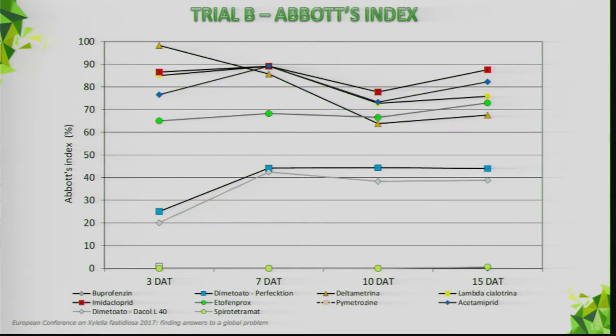While dimethoate, applied in this trial in two kinds of formulation, has, as in the previous trial, less effect in comparison to the other considered treatments. Spirotetramat, an insecticide that moves within the plants in two directions, that we thought would have a good action in the control of this vector, does not have a specific action in reducing the population of the Philaenus spumarius that we have put within the cage.